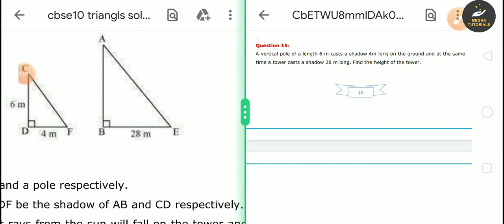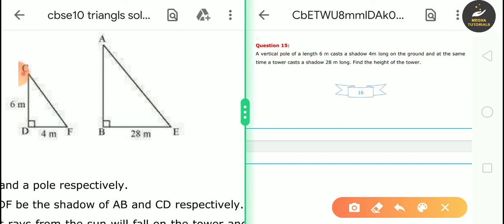Question 15. A vertical pole of length 6 meter cast a shadow 4 meter long on the ground, and at the same time a tower cast a shadow 28 meter long. So find the height of the tower. So in such types of question we have to consider vertical pole, tower are 90 degree to the ground. Okay, diagram is on left side and solution will be on the right side.